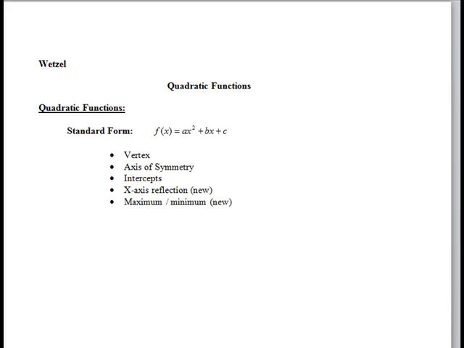Quadratic functions. We know what functions are. We know how to determine if something is a function. The easiest way is by the vertical line test. So we know all parabolas or quadratic functions are either going to open up or down. So both are going to pass the vertical line test. Every vertical line will only cross the graph at one point, so therefore all quadratic equations are functions.